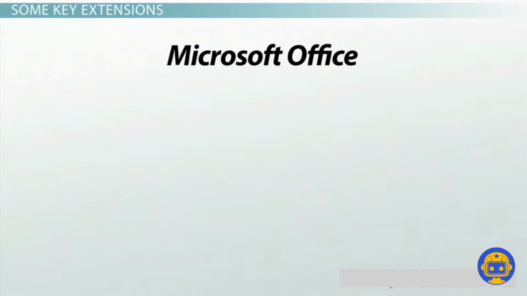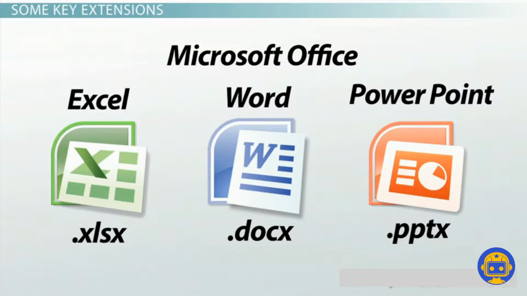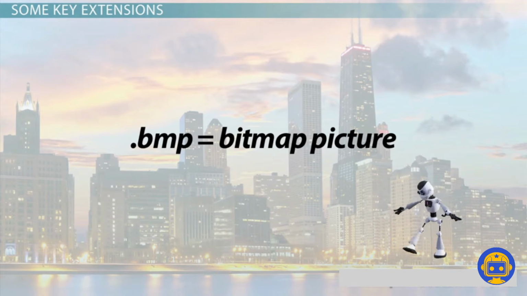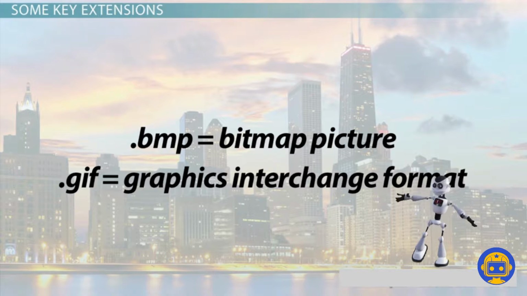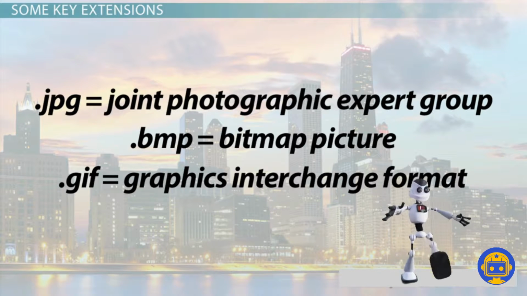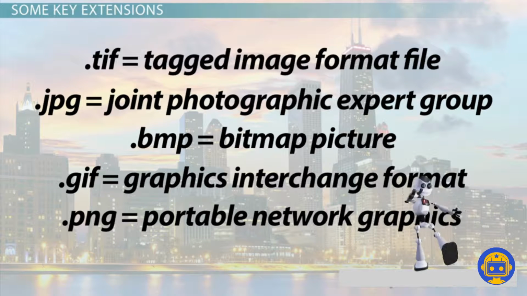One of the most widely used productivity suites is Microsoft Office. Each software application has its own file extension: .docx, .xlsx, and .pptx, respectively. Digital photographs can be stored in many different formats. These include .bmp, bitmap picture, .gif, graphics interchange format, .jpg, Joint Photographic Experts Group, .png, portable network graphics, and .tif, tagged image file format. Photo editing software applications can typically work with all these formats.